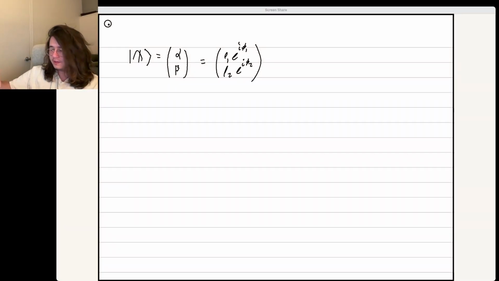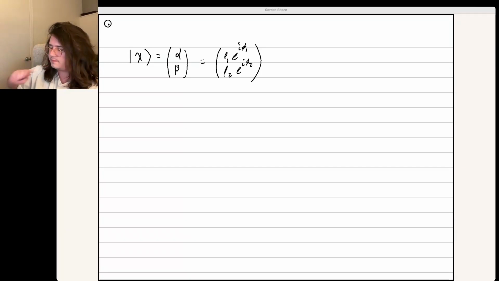We have a spinner, which I've denoted ket chi, being equal to, in column vector notation, alpha, beta, where we have been provided some forms for alpha and beta: alpha equals rho 1 e to the i phi 1 and beta equals rho 2 e to the i phi 2. And we are meant to change this equation around so that it looks more like equation 14.3.28a in this book. So that's gonna be cool.